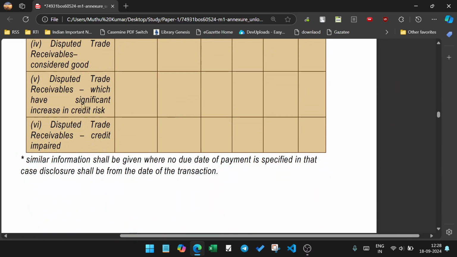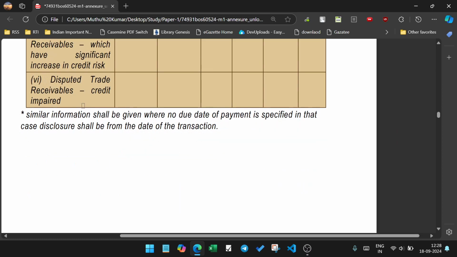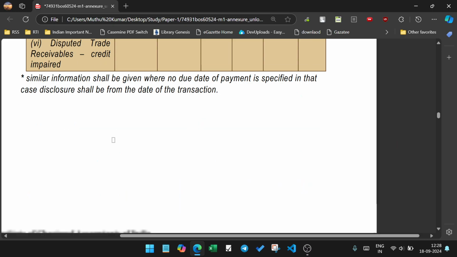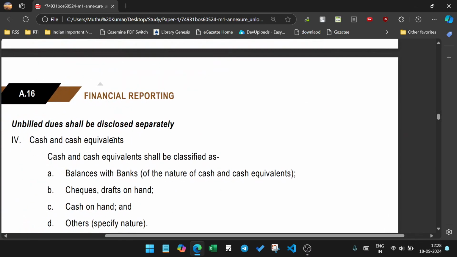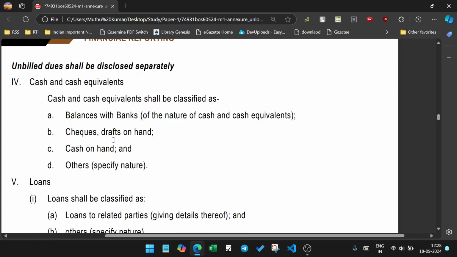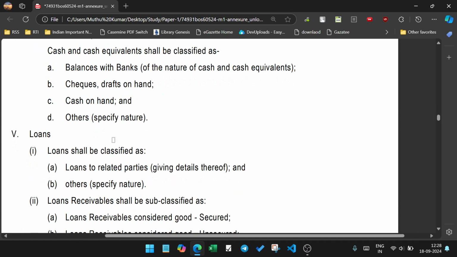Where no due date of payment is specified, in that case disclosure shall be made from the date of the transaction. Unbilled dues shall be disclosed separately.